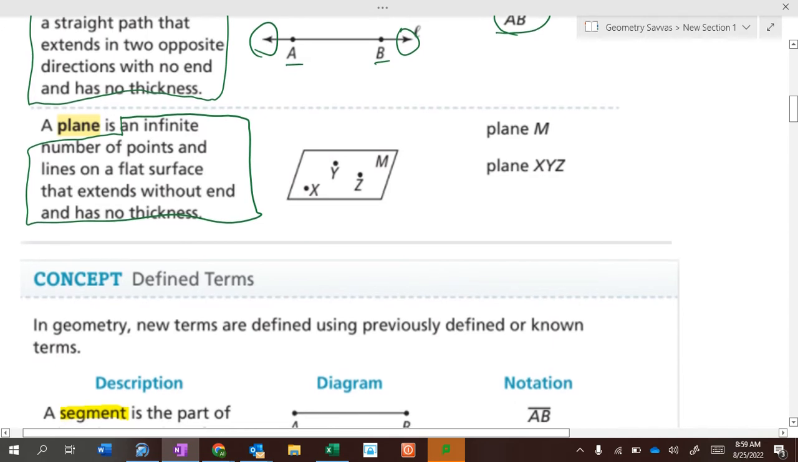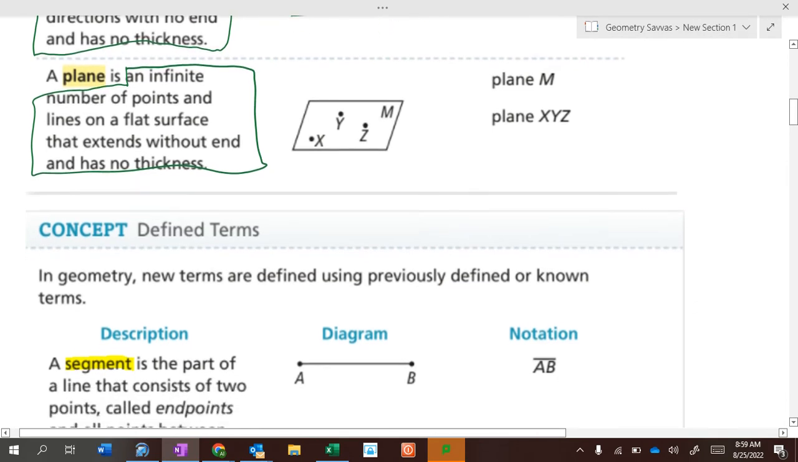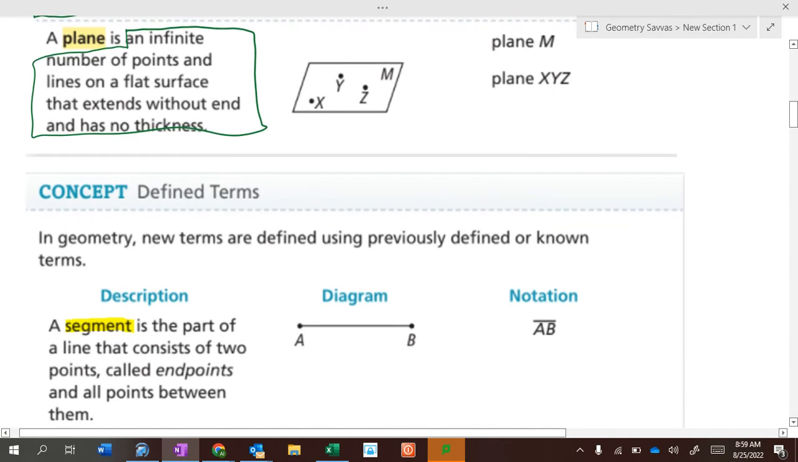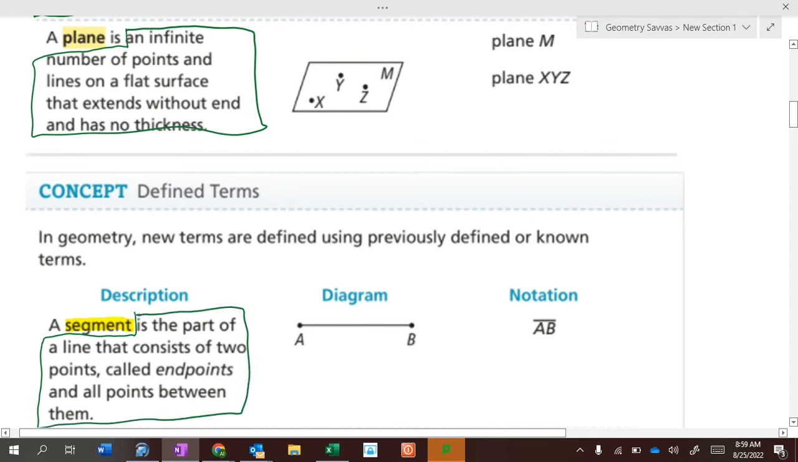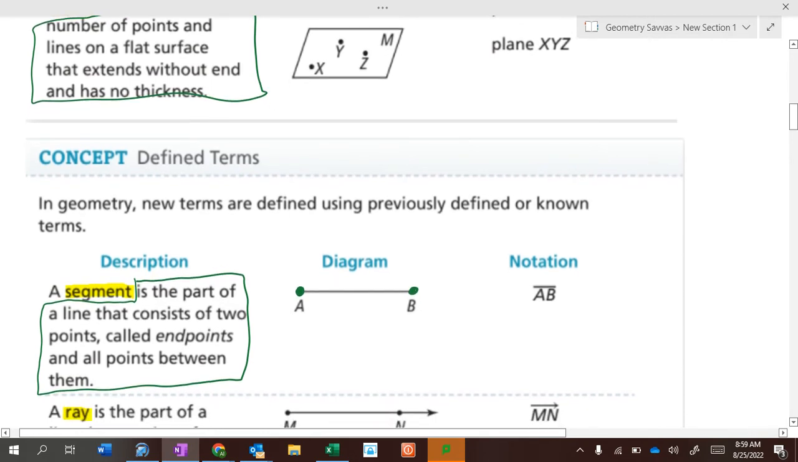Okay, those are our 3 undefined terms that we basically described, but they're our starting point of geometry. You got to start with a point, a line, and a plane, so then we can use those to describe other geometry items, such as a segment. A segment is part of a line. Okay? A segment is part of a line that has 2 endpoints. It doesn't go on forever. Okay? A segment is part of a line because it doesn't go on forever.